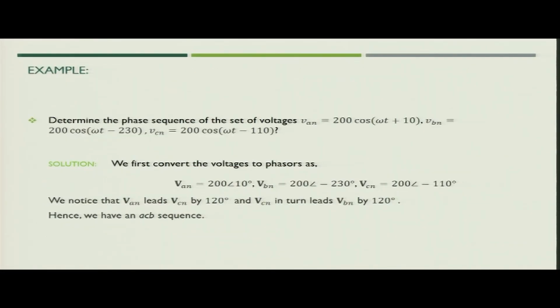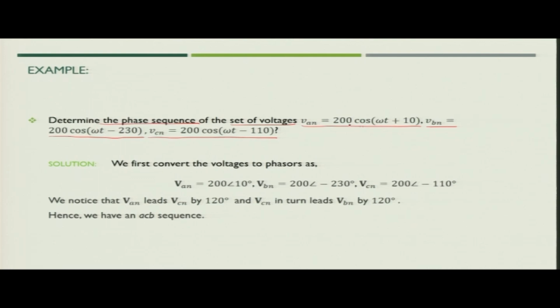Now, let us take one example in which we need to determine the phase sequence of the set of voltages, like VAN is equal to 200 cos omega t plus 10, VBN is given as 200 cos omega t minus 230 and VCN is given 200 cos omega t minus 110.